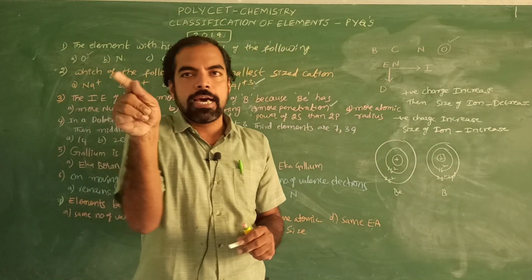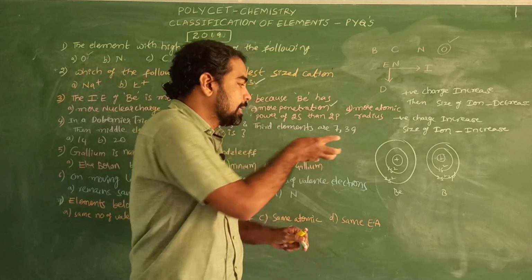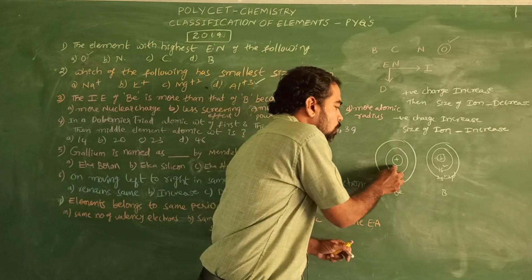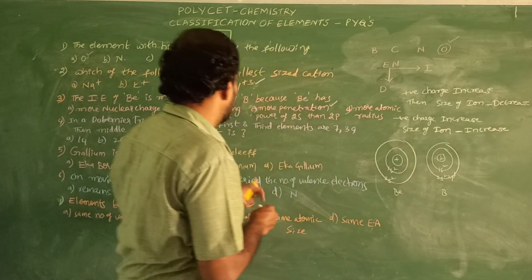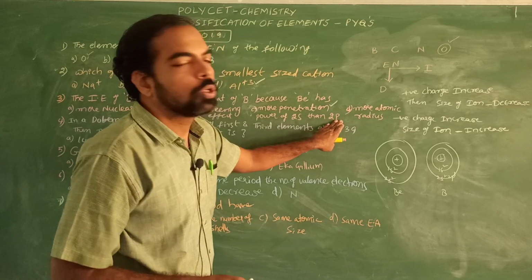Because p orbitals are directed along the px, py and pz directions, but the s orbital is spherical in shape. Spherical shape means it is closer to the nucleus. So the answer is: more penetration power of 2s orbital than 2p.